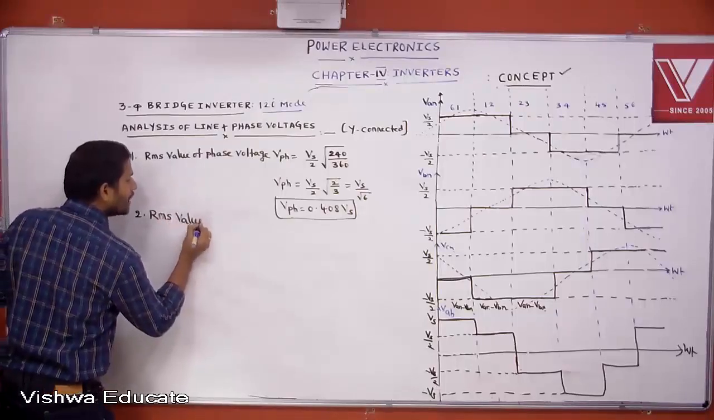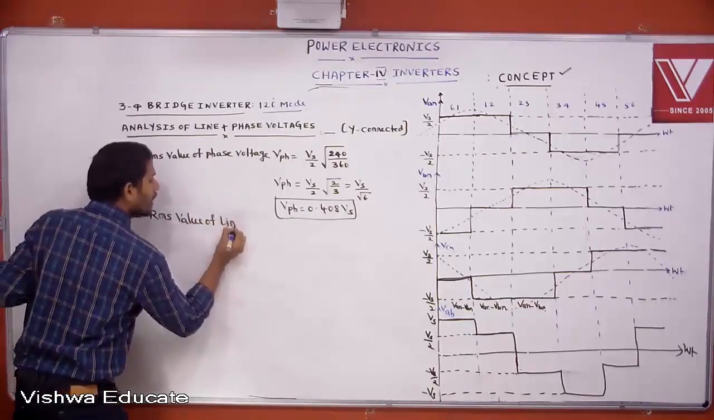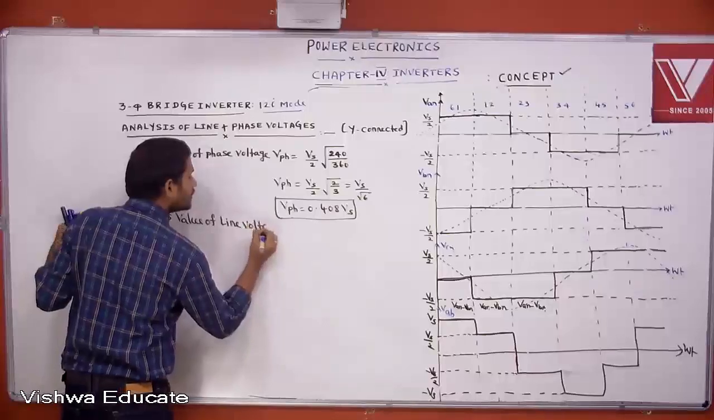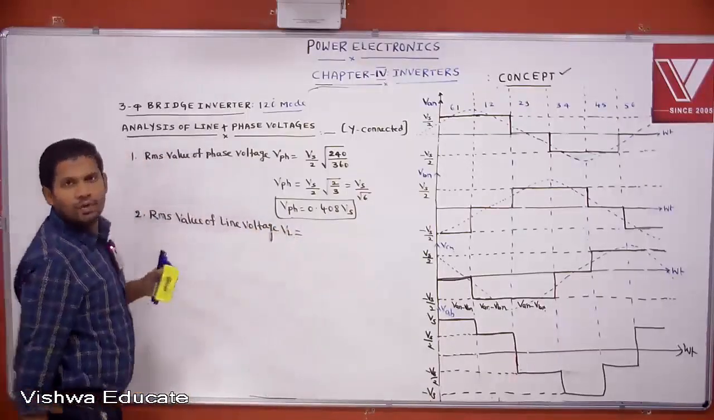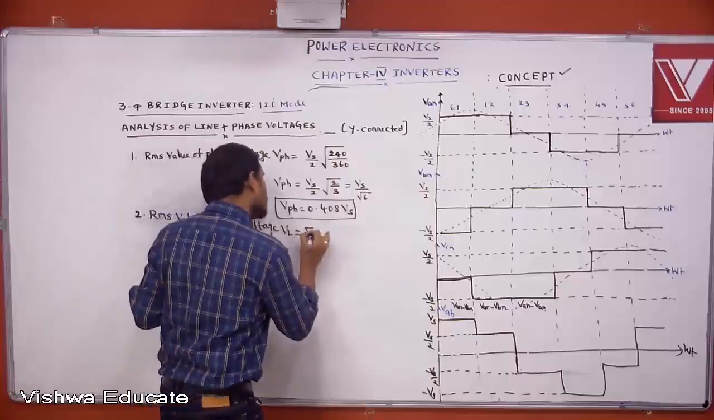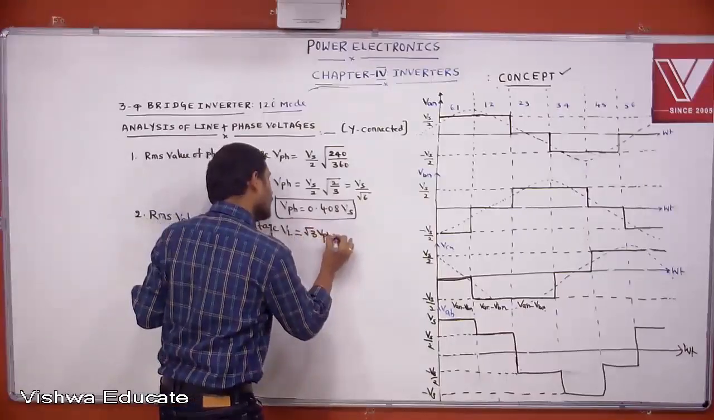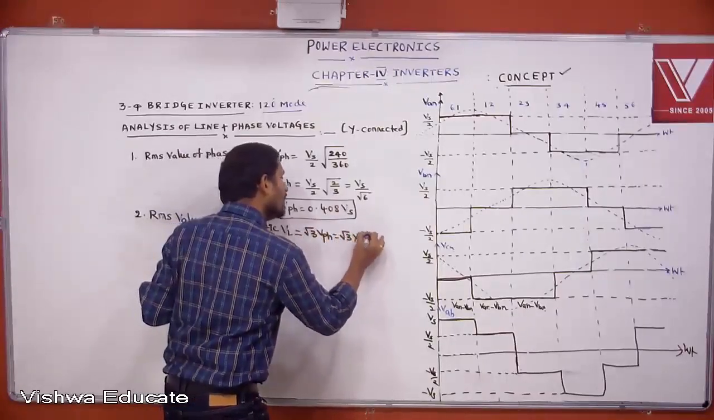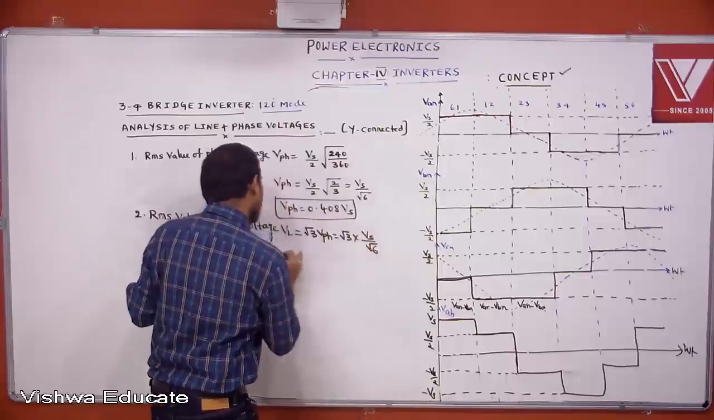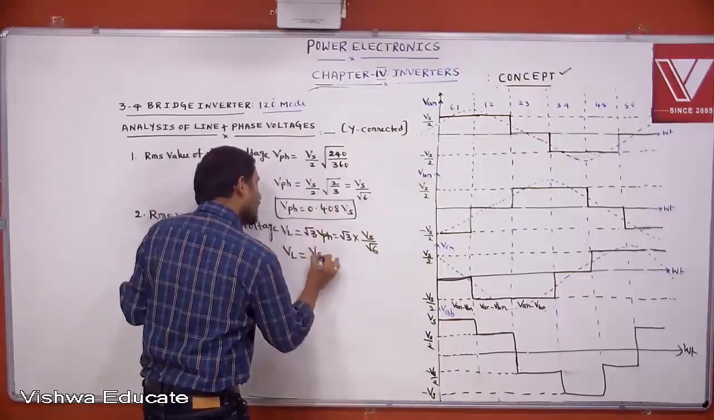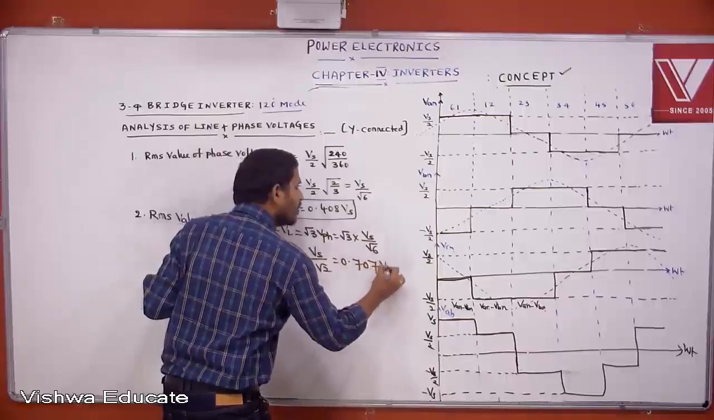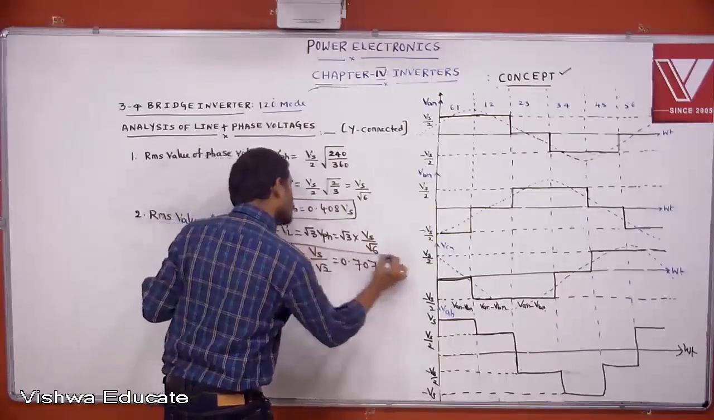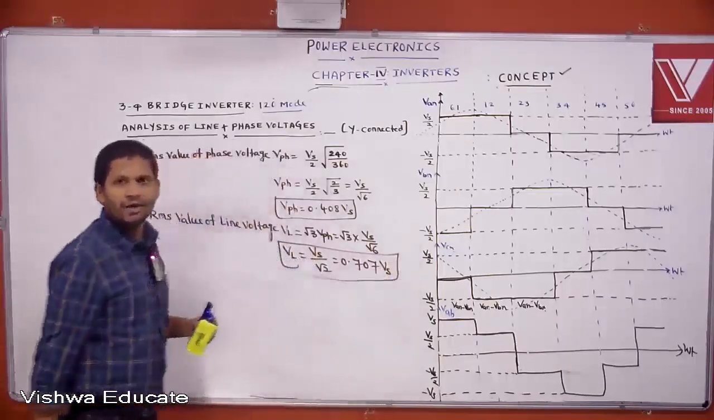RMS value of line voltage. It is star connected now. The relation you know: VL equal to root 3 times V phase. That is root 3 into Vs by root 6. Then VL equal to Vs by root 2. What is 1 by root 2? 0.707. That equal 0.707 into Vs. This is the RMS value of line voltage.